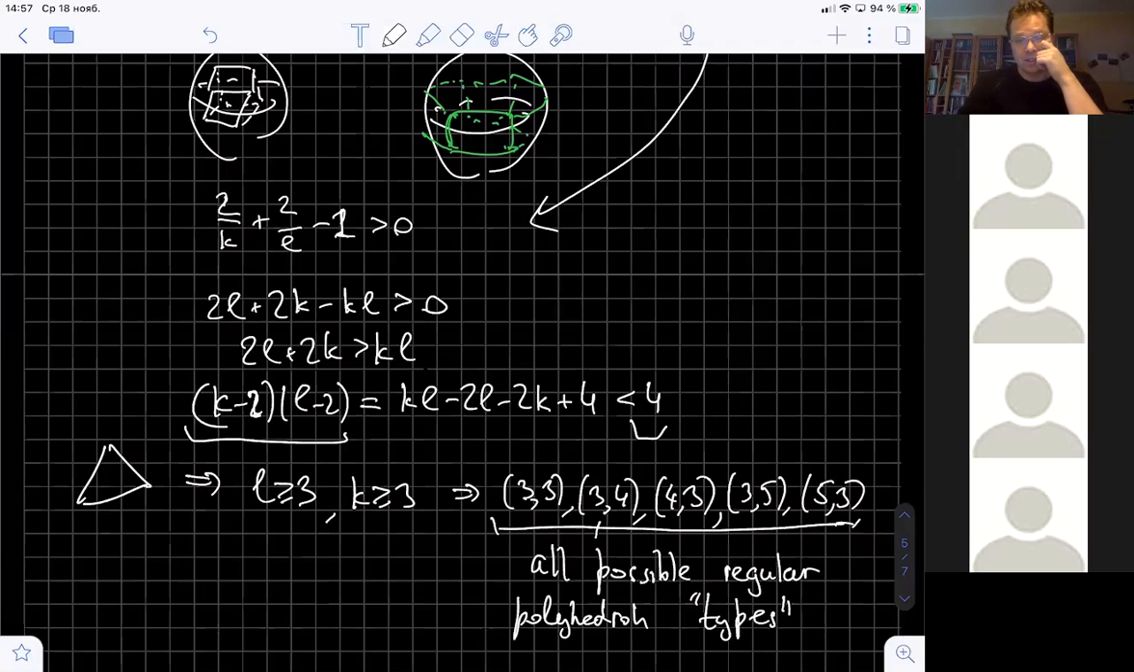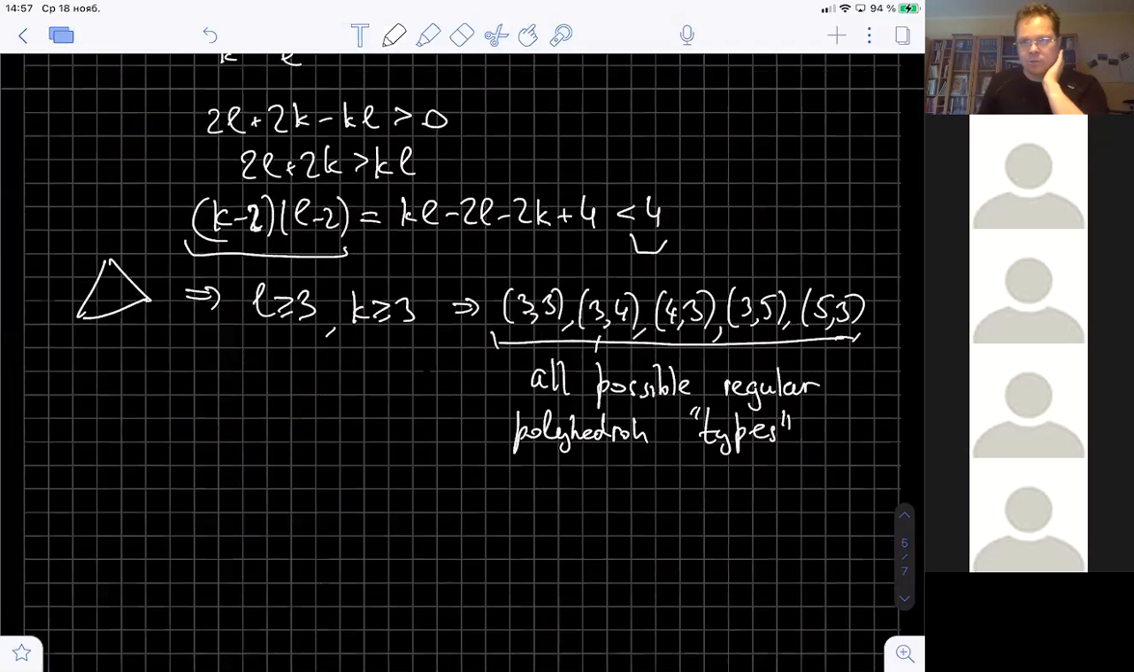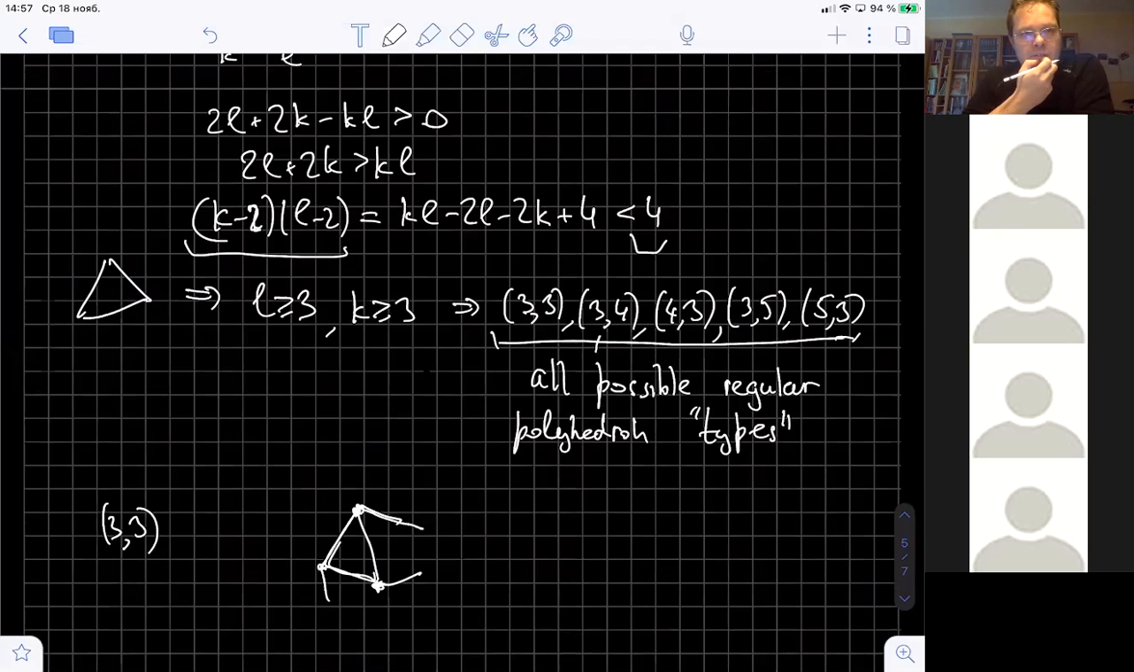So if you want to find the classification, how do we classify them? For example, if we have 3-3, it means that we start with one face with three vertices in it, and each vertex has degree 3. So from these, exactly one vertex is left. And we must have another face with three vertices.